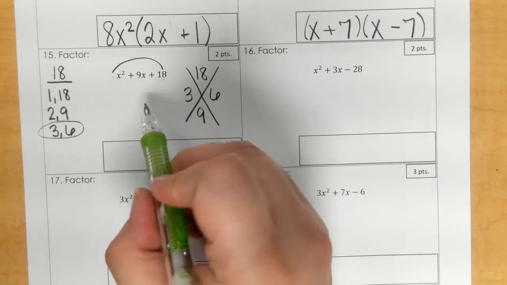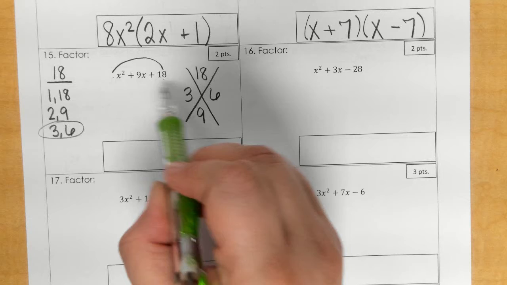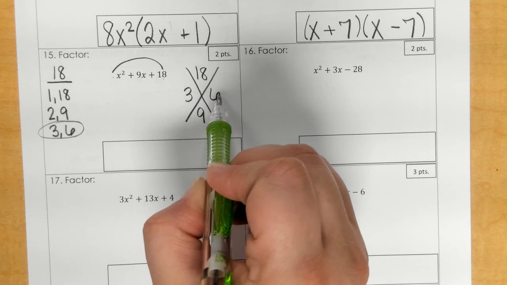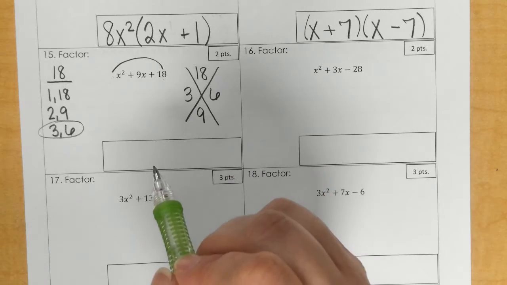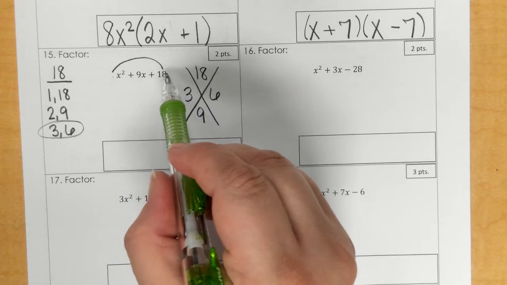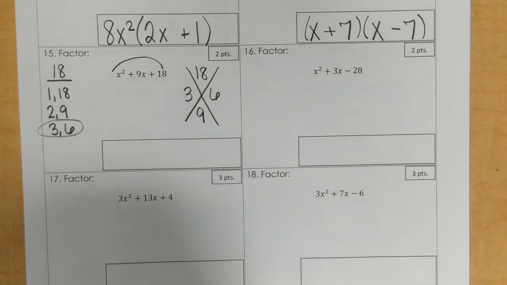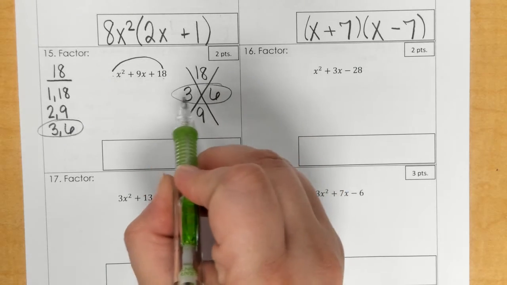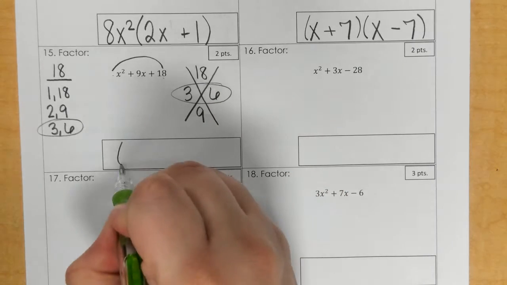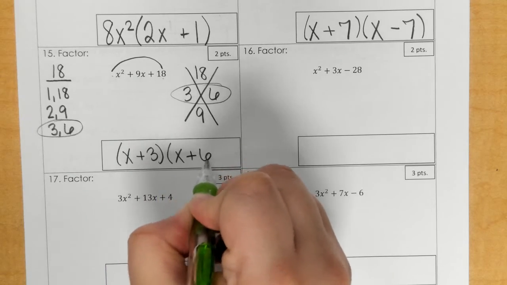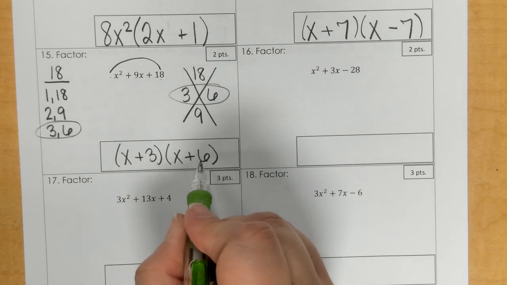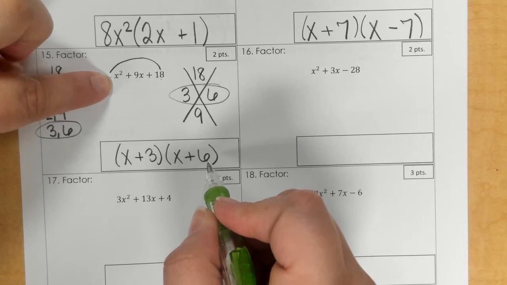Okay, now, for 3 and 6, they're going to both be positive, because if I add 6 and 3, I get positive 9. If I multiply them, I get a positive 18. We can also see that the problem here has no negatives in it. So your solution comes from these 2 factors, and we say x plus 3, x plus 6. And if we were to multiply these, we would get back to that solution.